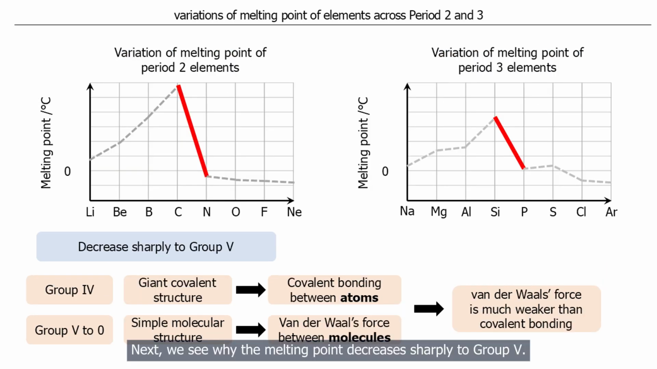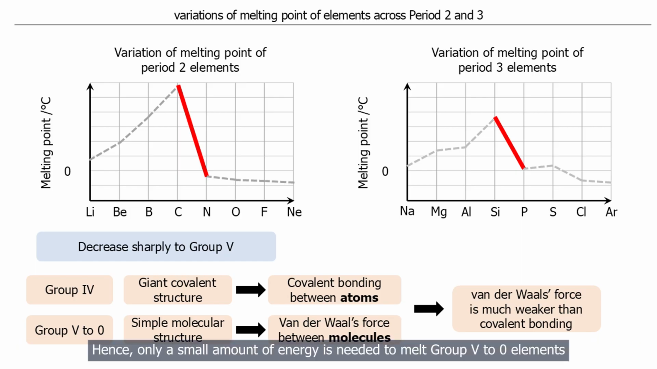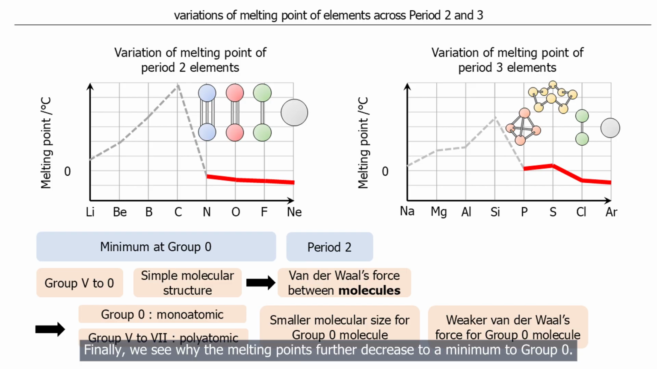Next, we see why the melting point decreases sharply to group 5. Elements from group 5 to 0 have simple molecular structures. There is only weak van der Waals force between molecules, which is much weaker than covalent bonds between atoms for giant covalent substances in group 4. Hence, only a small amount of energy is needed to melt group 5 to 0 elements, and they have low melting points. Finally, we see why the melting points further decrease to a minimum to group 0.